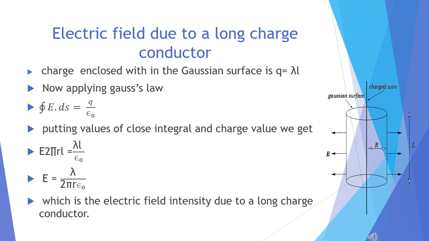So this is the value of the electric field intensity due to a long charged conductor. If we know the value of the charge density and the distance r, we can find the electric field intensity.